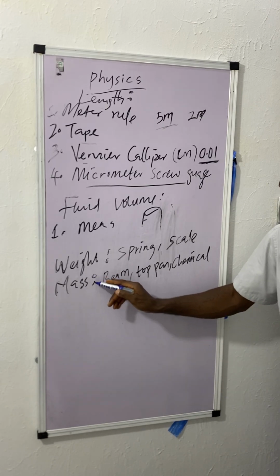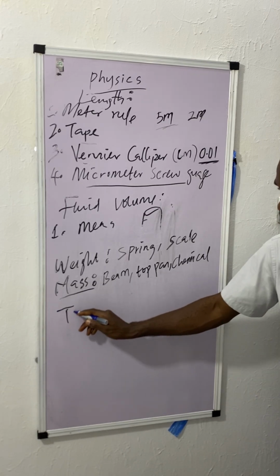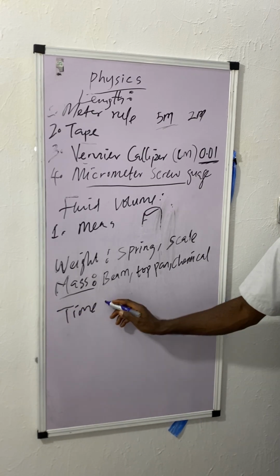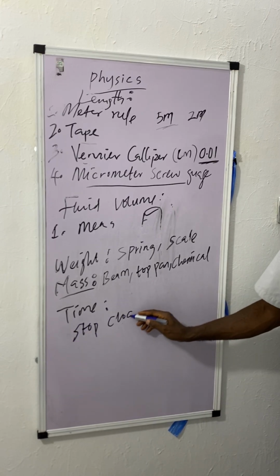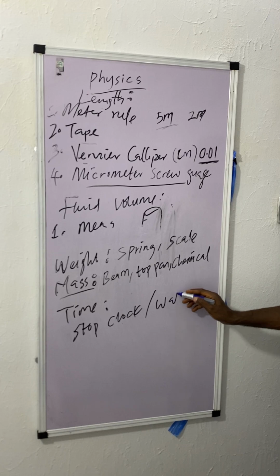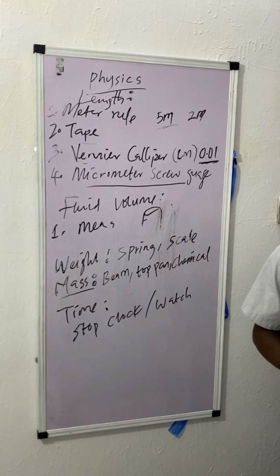All right, what is mass? Mass is the amount of matter contained by a body. The magnitude of a body is known as what? Matter. All right. So what next? Time. Time measurements, we use what? Stop clock, or stopwatch. All right. So that's that for that. So we have to proceed to the next.